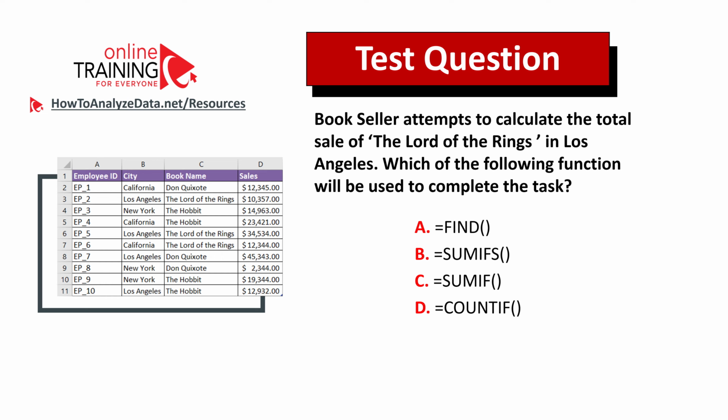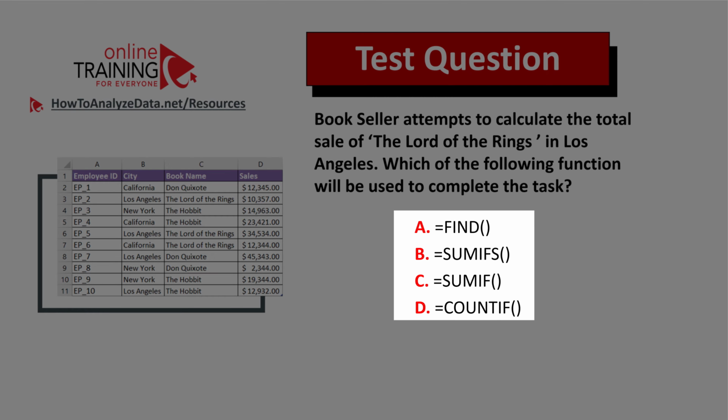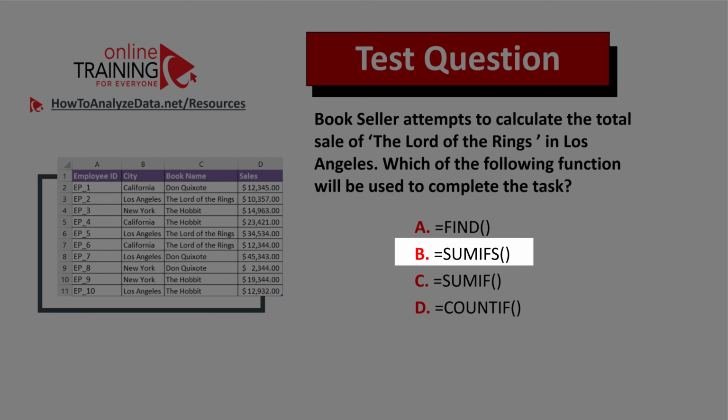And now here's the question for you to try. I have full confidence that you can solve this challenge from the real test. Bookseller attempts to calculate the total sales of Lord of the Ring title in Los Angeles. Which of the following functions should be used to complete the task? And you have 4 different choices. Choice A, find function. Choice B, SUMIFS function. Choice C, SUMIF function. Or choice D, COUNTIF function.